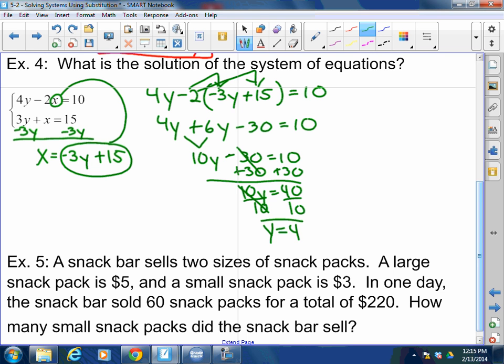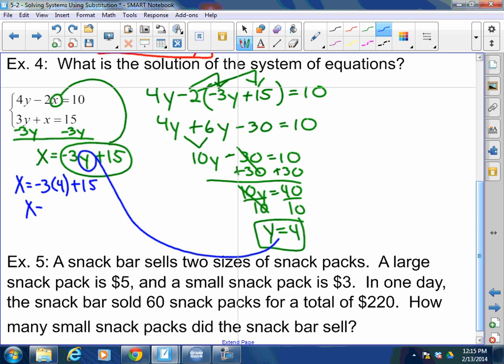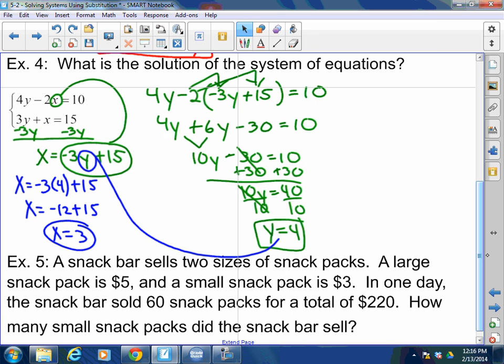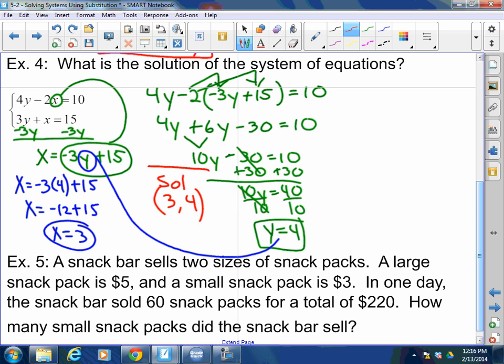Y equals 4. Now that I have this y equals 4 value, I plug it into the y of the other equation. X equals negative 3 times 4 plus 15. X equals negative 12 plus 15. X equals 3. My solution in red is 3, comma 4. Remember, the solution is an ordered pair. It's the x, comma y. Does that make sense, my friends?